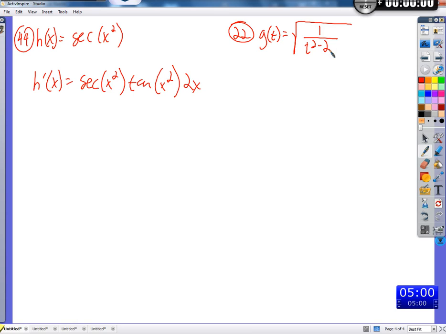We can see that there's this function inside of the square root function. So it'd be a half power. Yeah. All right. So rather than writing it inside the square root, you could write it inside the 1/2 power.